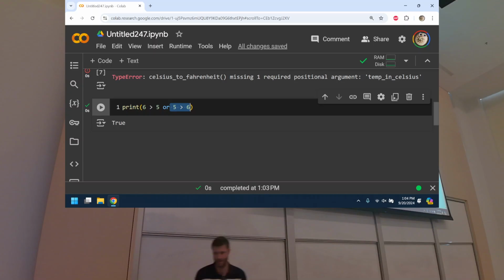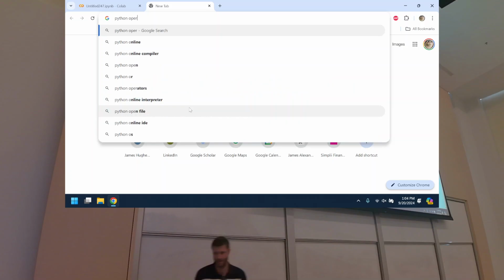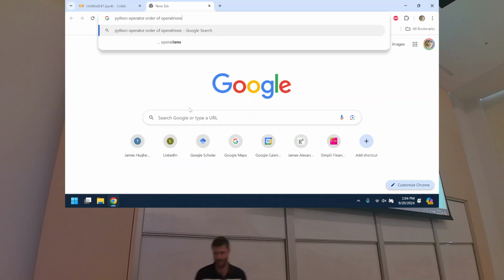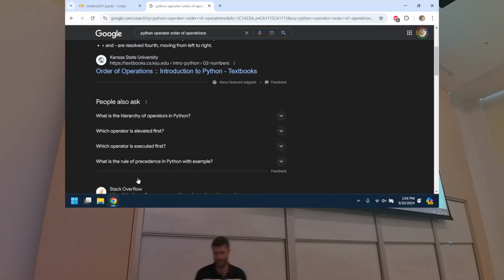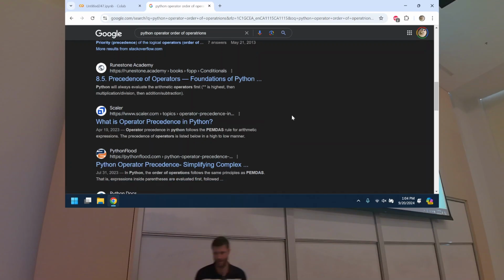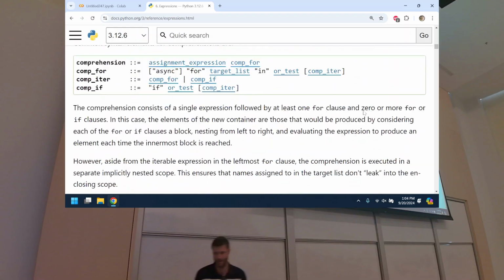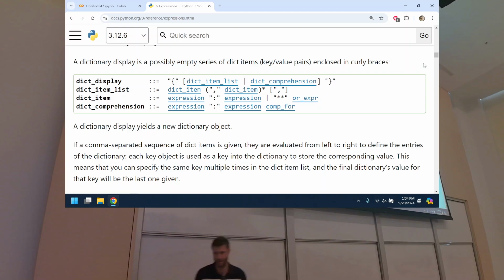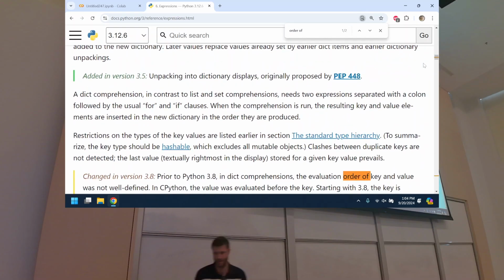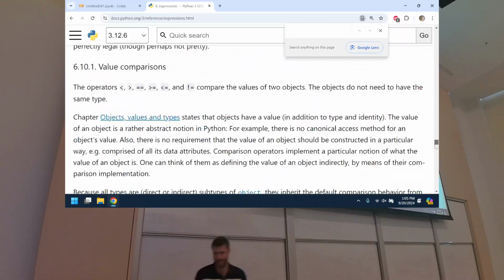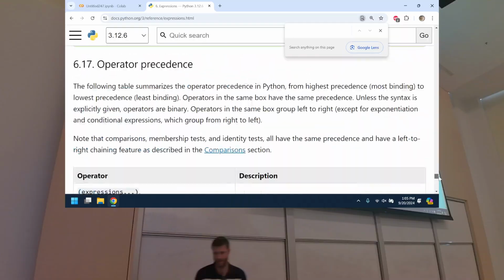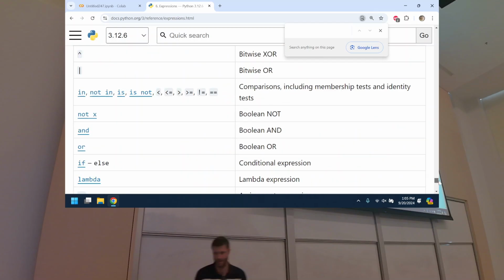When it comes to this, is the order of operations, like how does that work? Is there anything to take note of? So, very good question. Let's see if we can find Python. I want to find the expressions, here we go. Okay, this is a big web page. Here we go.